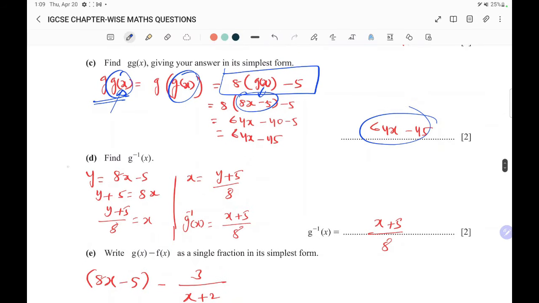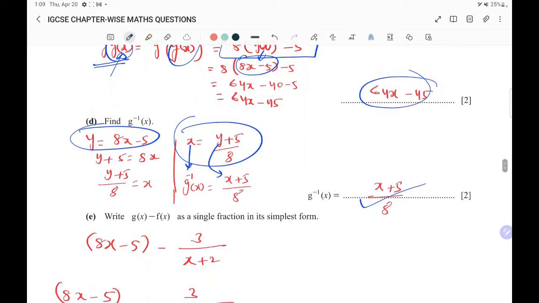G inverse x. So gx was 8x minus 5. Write y equals 8x minus 5. Find x as the subject, so y plus 5 equals 8x, x equals y plus 5 over 8. Now convert x to g inverse x and y to x. So g inverse x is x plus 5 over 8.